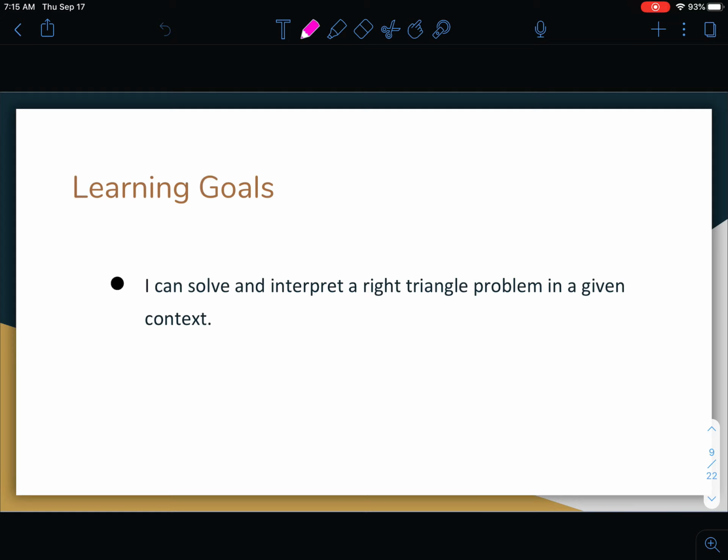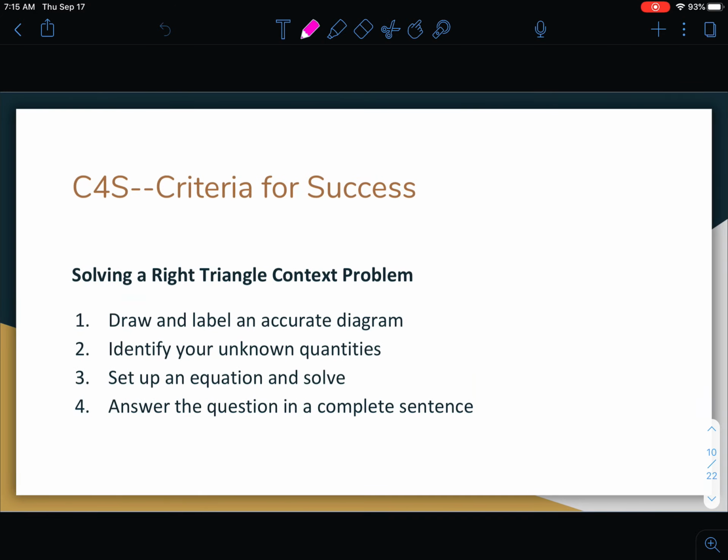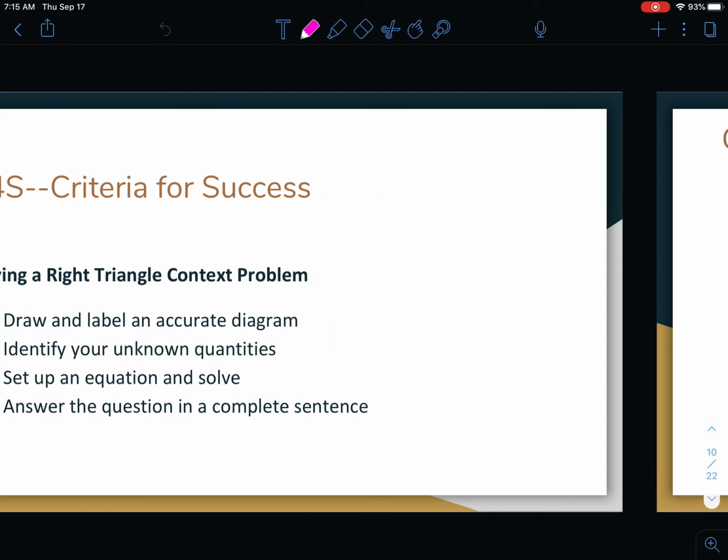Here's your learning goal for today. I can solve and interpret a right triangle problem in a given context. So these will be problems that are situations, and you will have the following criteria for success. When you solve a right triangle context problem, you will draw and label an accurate diagram. You're going to identify your unknown quantities. You will set up an equation and you will solve, showing those solving steps, and you're going to answer your question in a complete sentence. So we're going to give you these criteria for success each time so you know exactly what you need in order to be successful.